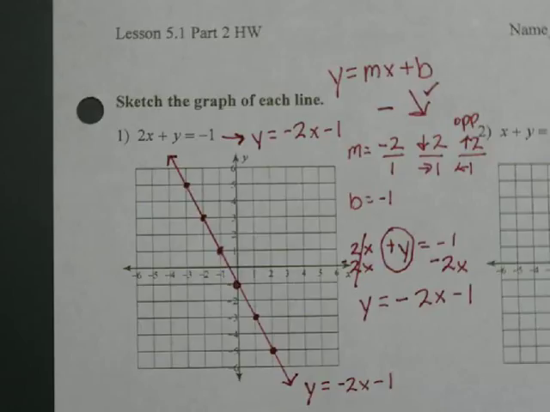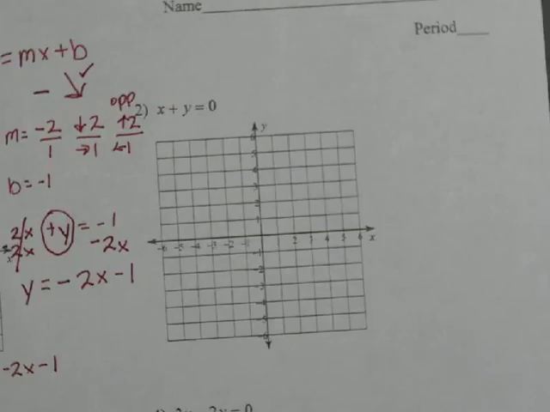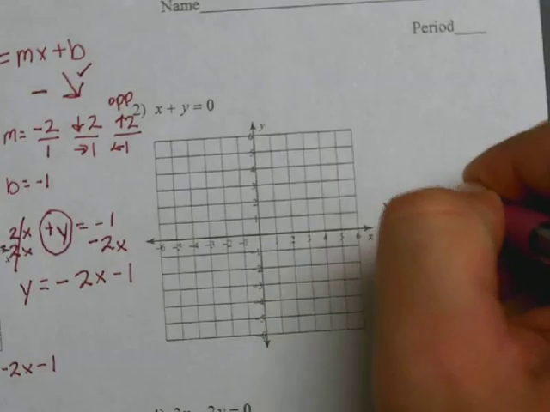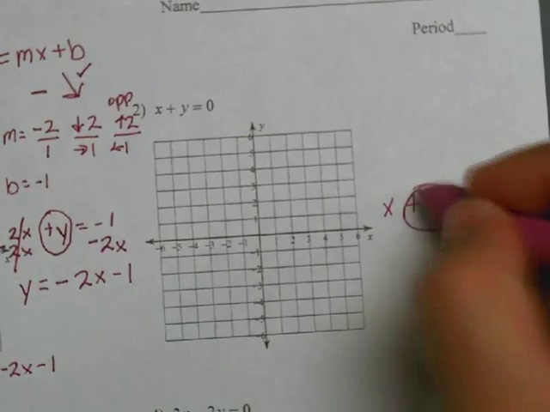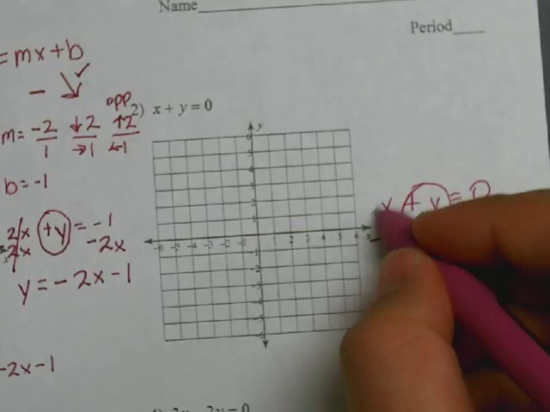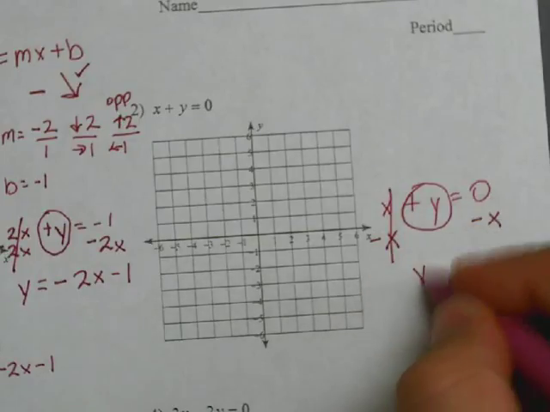Okay, from there, let's take a look at number 2. Number 2 is x plus y equals 0. So I'm going to bring this down here: x plus y equals 0. I have to isolate this y, so I have to get rid of that x. I do the inverse, which would be to subtract x, since that's a positive now. And what I do to one side, I do to the other. That cancels. I get y equals negative x.